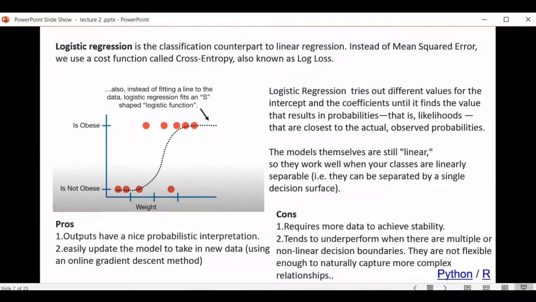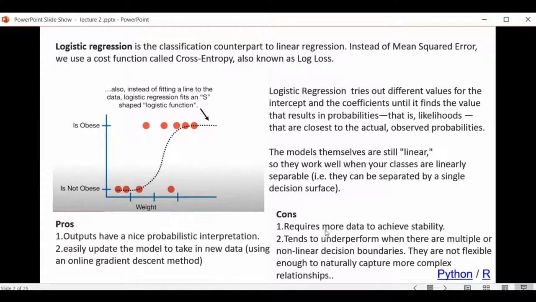So I'll mention the pros: it has a nice probabilistic interpretation for classification problems. It's easy to update the model to take in new data. In comparison to more accurate approaches, where you can get very, very accurate results with neural networks and things like that, the advantage of this type of approach is you don't need to train it on a whole bunch of data to classify a new class. It's easy to update in that way.